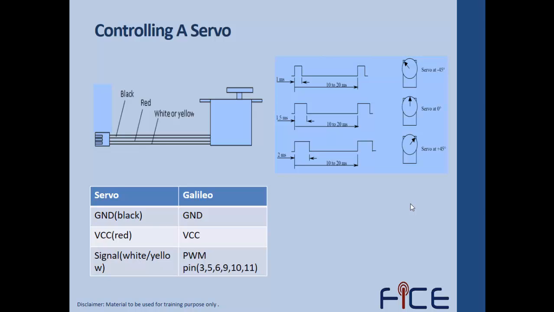And at last there is an application of PWM. In this application we are using a servo motor and we are interfacing that servo motor to the Intel Galileo Gen 2 board. So you can see that the ground of the servo motor is connected to the ground of the Intel Galileo board, and the VCC of the servo motor is connected to the VCC of the Intel Galileo board, and the signal wire, that is the output wire of the servo motor, is connected to any of the PWM pins, that is 3, 5, 6, 9, 10 or 11.